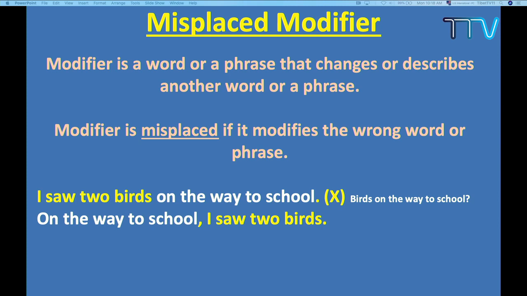I saw two birds on the way to school. Do you think the birds are going to the school? No. So this is how we correct it: on the way to school, I saw two birds. So you will get the meaning clear.